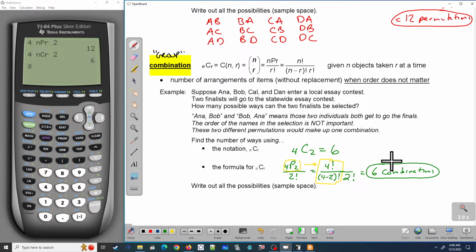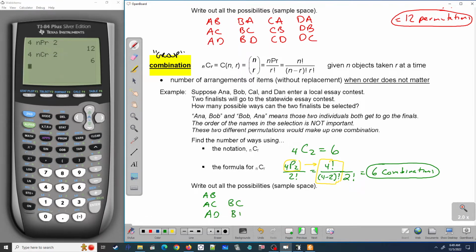Well, if I was actually writing that out, I could write AB, AC, and AD, but I would not write BA because that one would have already been used as AB. So I could go BC. Remember, you can't go BB because the whole point of combinations and permutations is that you have without replacement, and therefore you can't use the same letter twice.